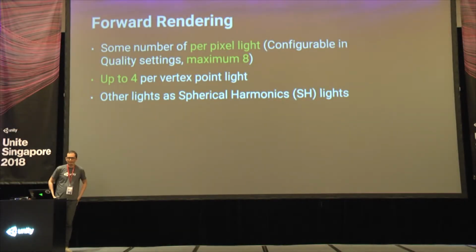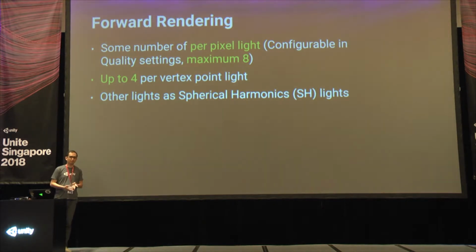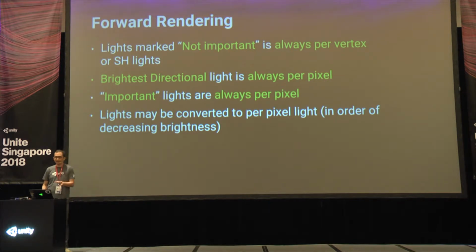So for forward rendering, you get some number of per pixel lights, and you can configure this in the options. You can have a maximum of 8 per pixel lights. You can have a maximum of up to 4 per vertex lights, and the rest of the lights in your scene will be handled as spherical harmonic lights. And if you mark a light as not important, it will always be per vertex or spherical harmonic lights. If you mark it as important, then it will always be per pixel. The brightest directional light in your scene is always per pixel.